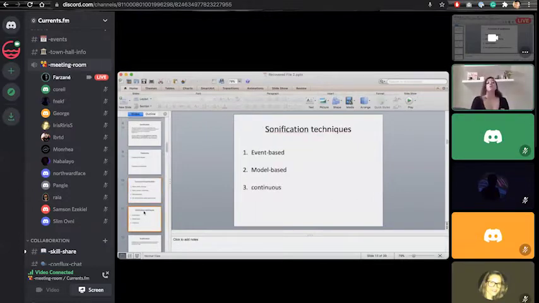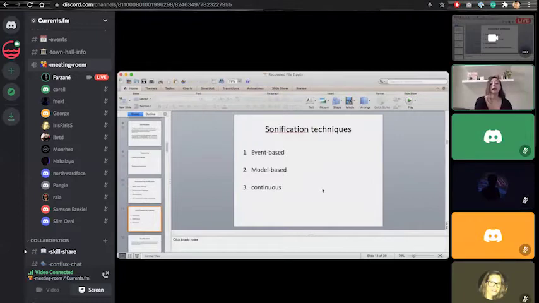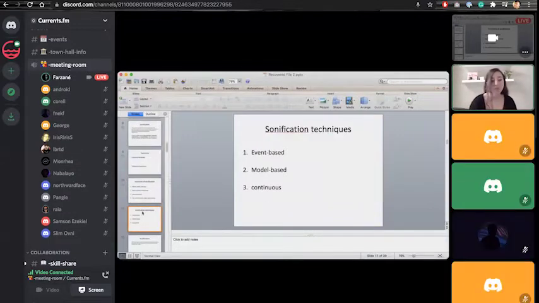So if you want to do the taxonomy in another approach, so we did here with functions, and now we're doing the categorization based on the techniques. We have three main techniques, which is event-based, model-based, and continuous. So event-based, it's something like the alarm. Usually there's no interaction from the receiver required with the system. It's just to give you an information. So it's like the alerts of the microwave.